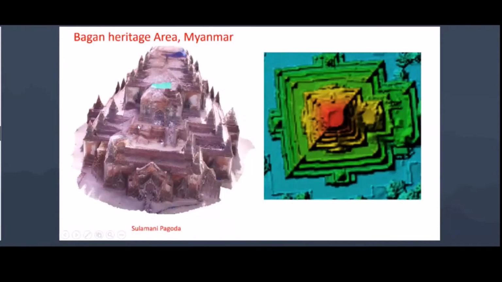There was an earthquake in 2015 and the pagoda was damaged. This entire heritage site was subjected to great damage. Now you can see the detailed information that is available. All the broken portions can be seen very easily here. This is the 3D model. This is the textured model. On top of the 3D model, the image has also been draped. This data was captured through UAV.